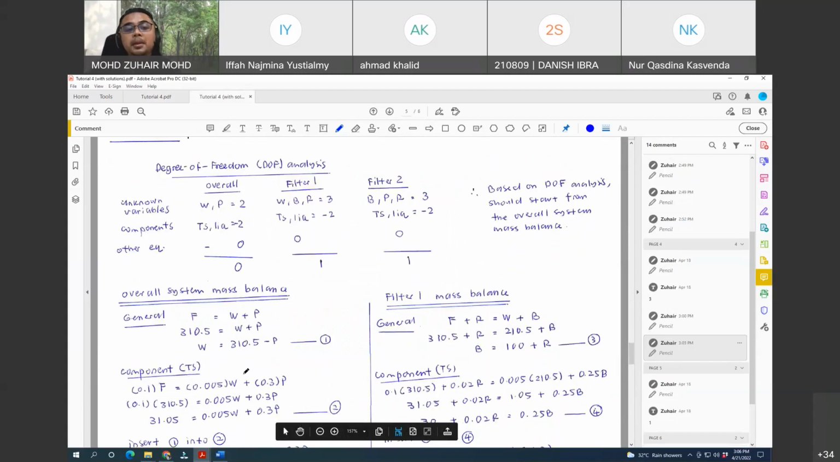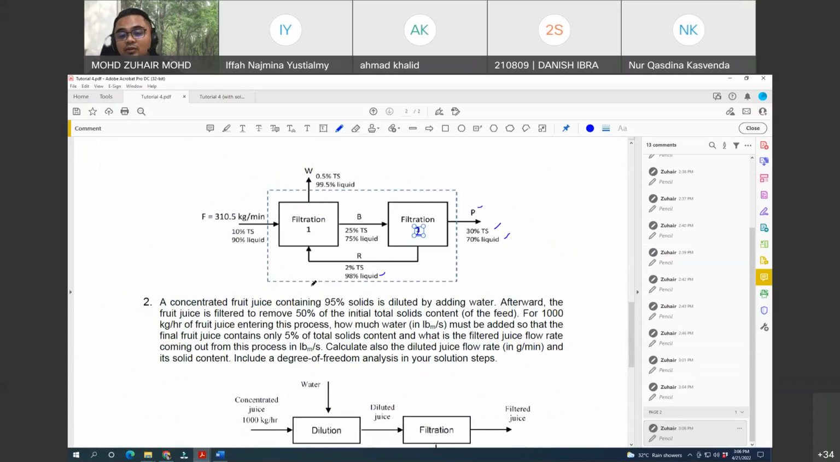Okay, so we are going to have three degree of freedom analyses. One is the overall, which I drew with this blue border here. When we consider the overall mass balance, the overall degree of freedom analysis involves only F, W, and P, the streams that go in and go out. The recycle does not go out from this border, so we don't consider R.